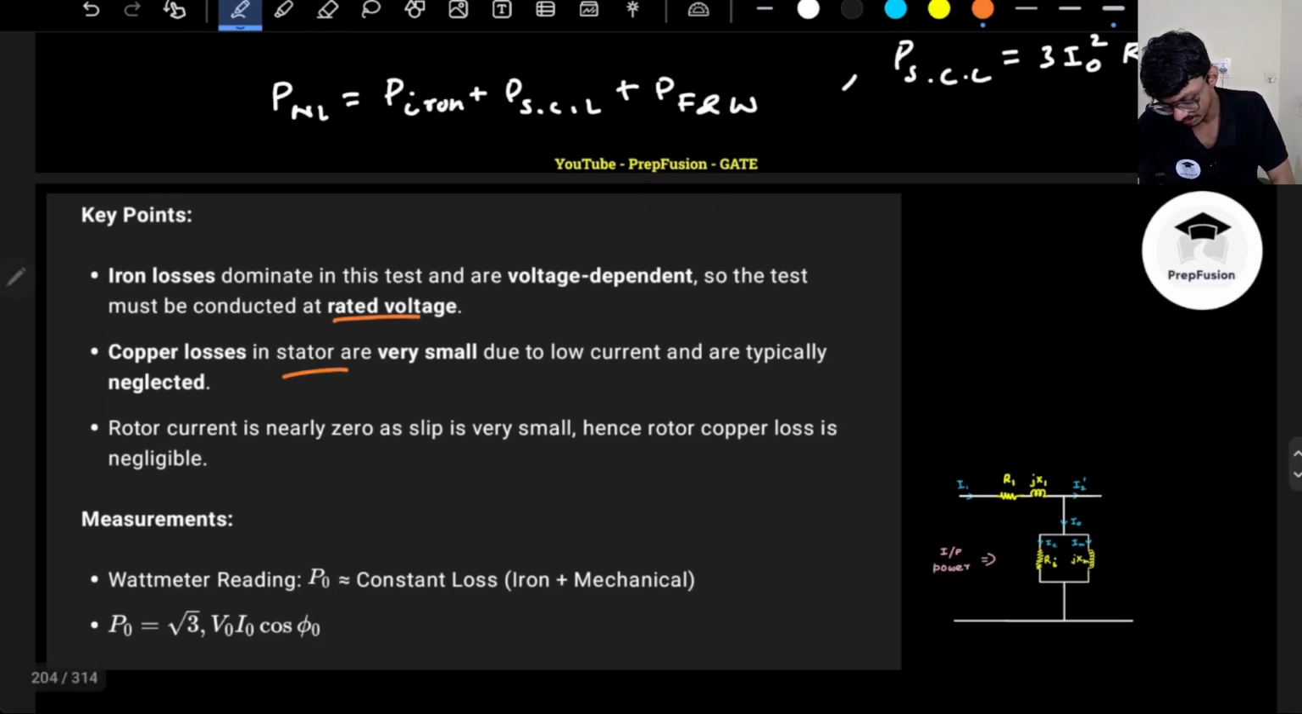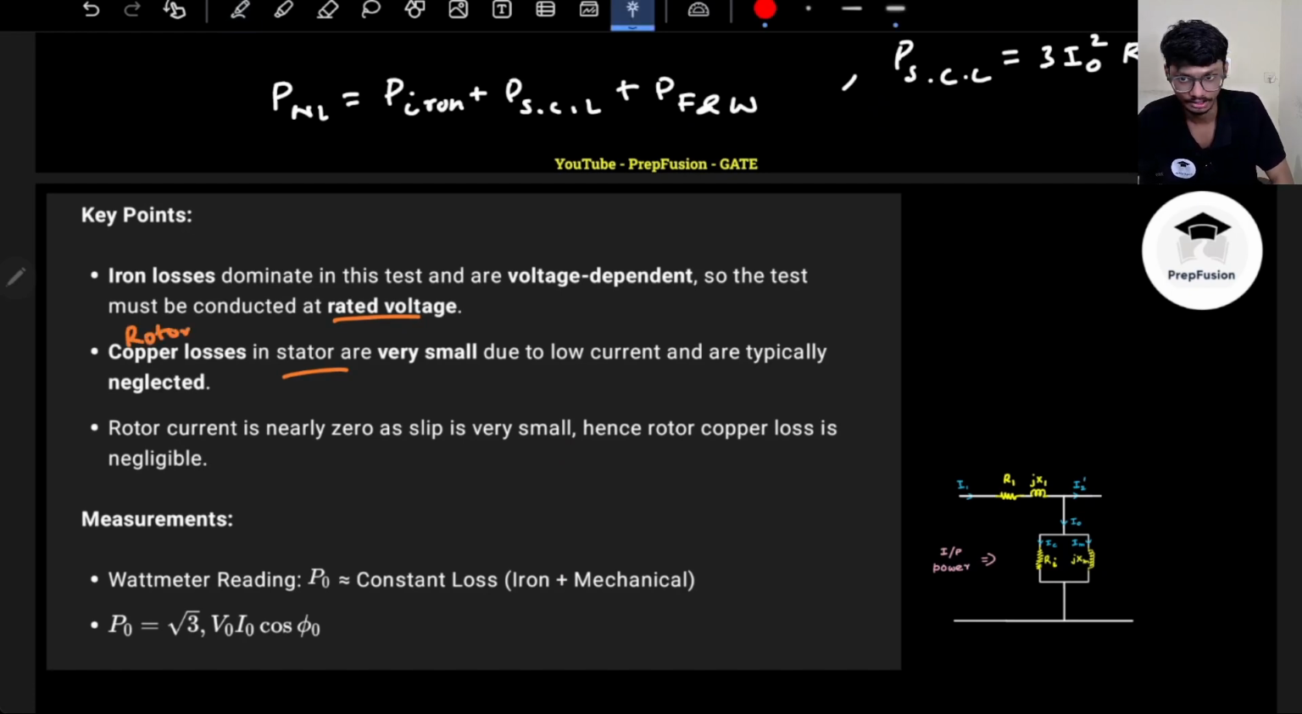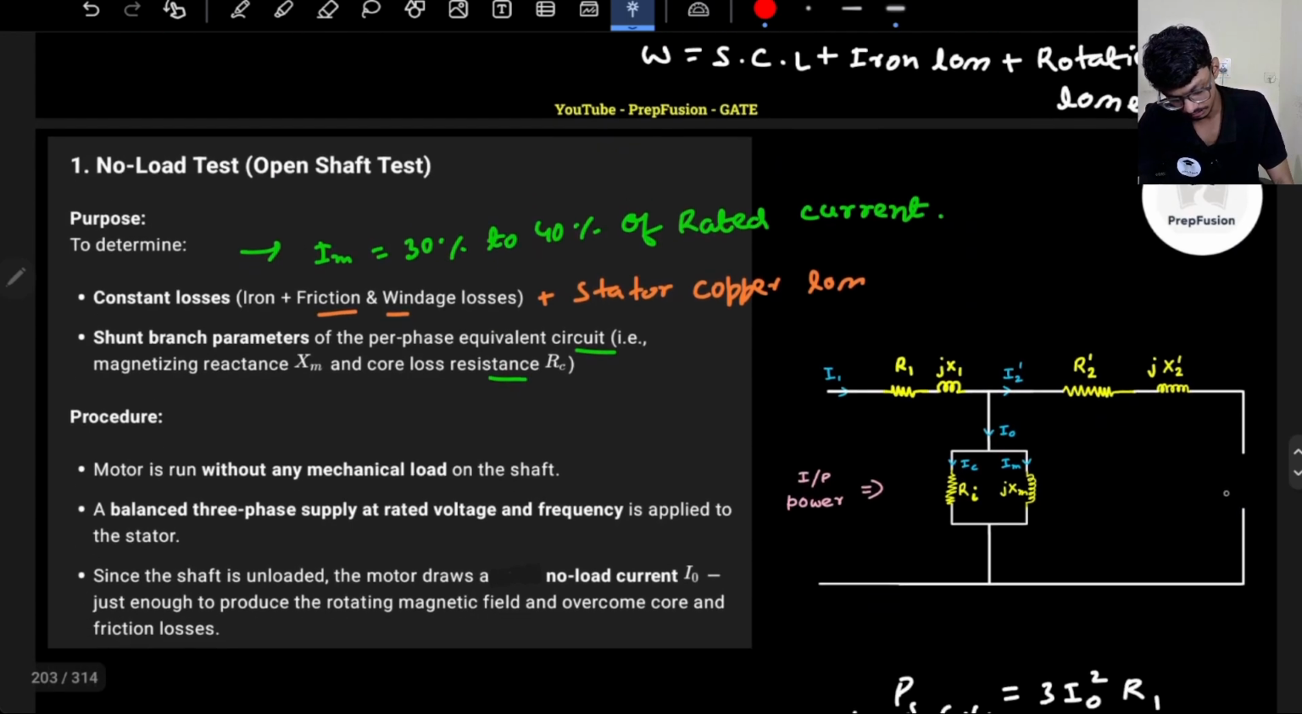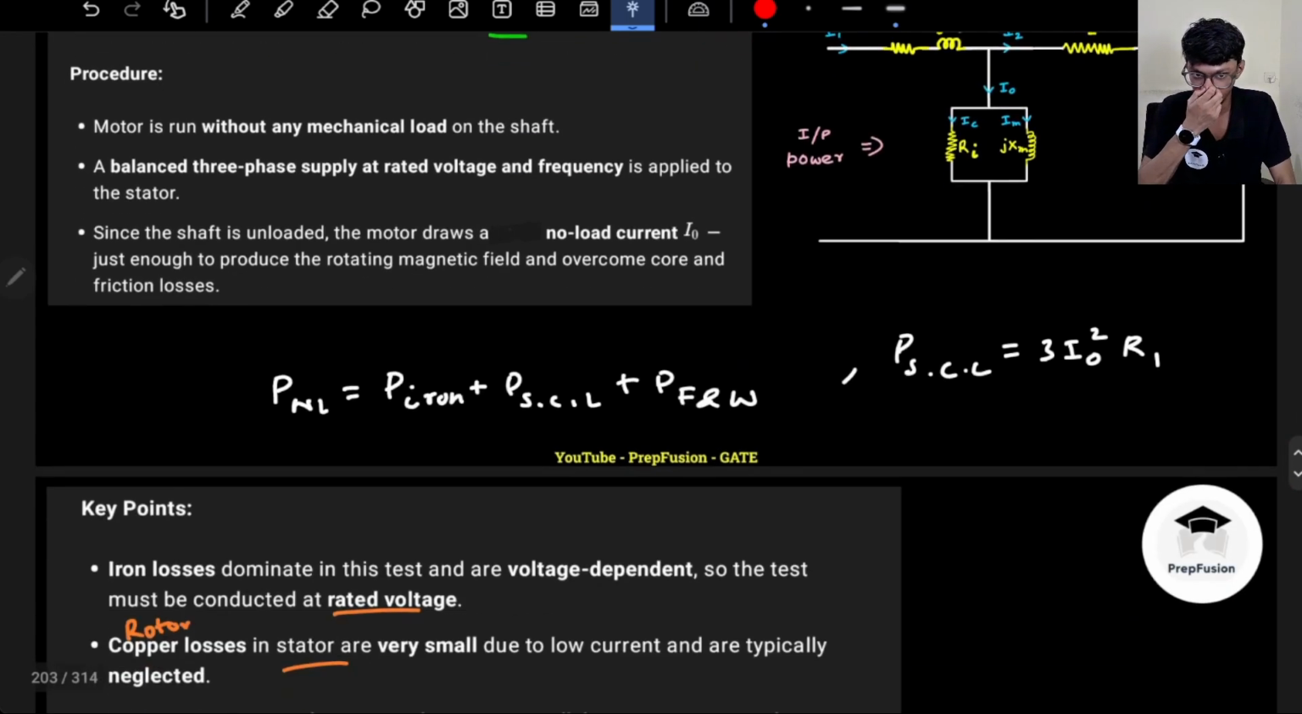Copper loss in the stator is very small, it will not be neglected. Say rotor copper loss will be neglected, but stator copper loss will not be neglected, as the rotor current is nearly zero, as the slip is very small, because the equivalent resistance here will be very high.